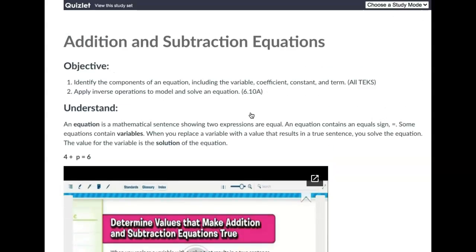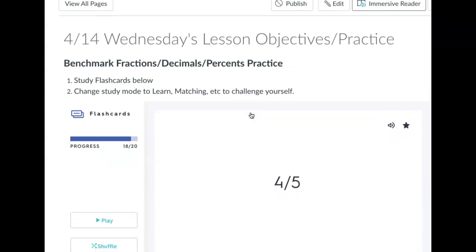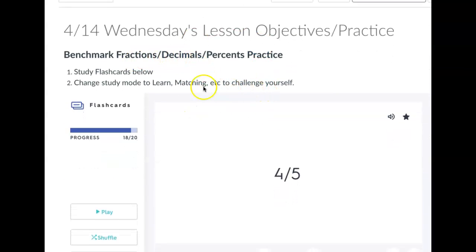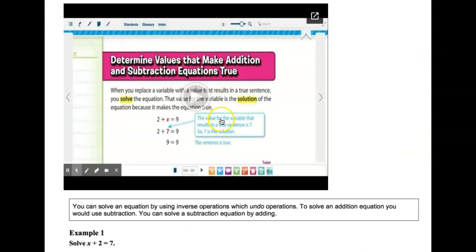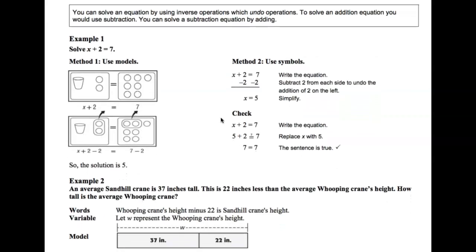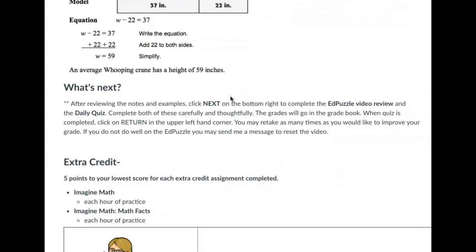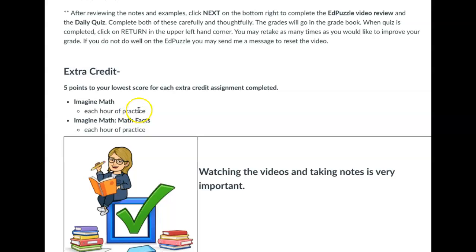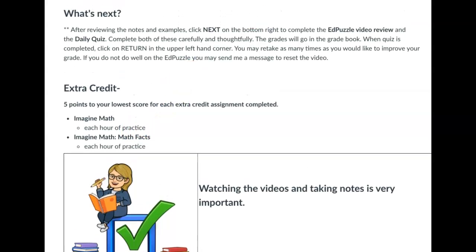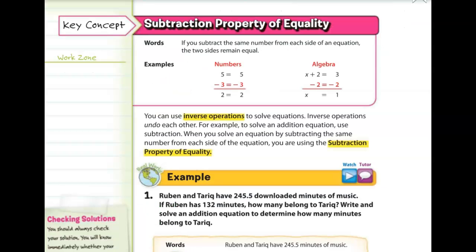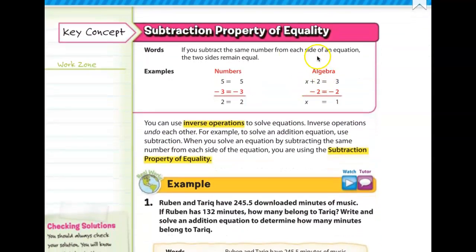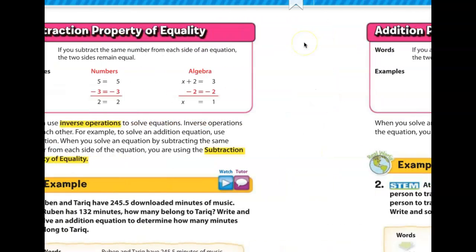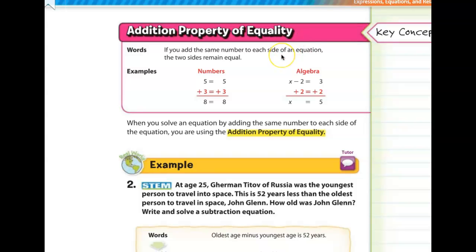Don't forget that on our lesson objectives page, you do have the benchmark fractions to practice. You also have videos that you can watch for more information and examples you can read through as needed. Don't forget we have extra credit always available as well. In our textbook, if you open up to page 610, look in the table of contents for equations, you can read more about the subtraction property of equality and the addition property of equality.